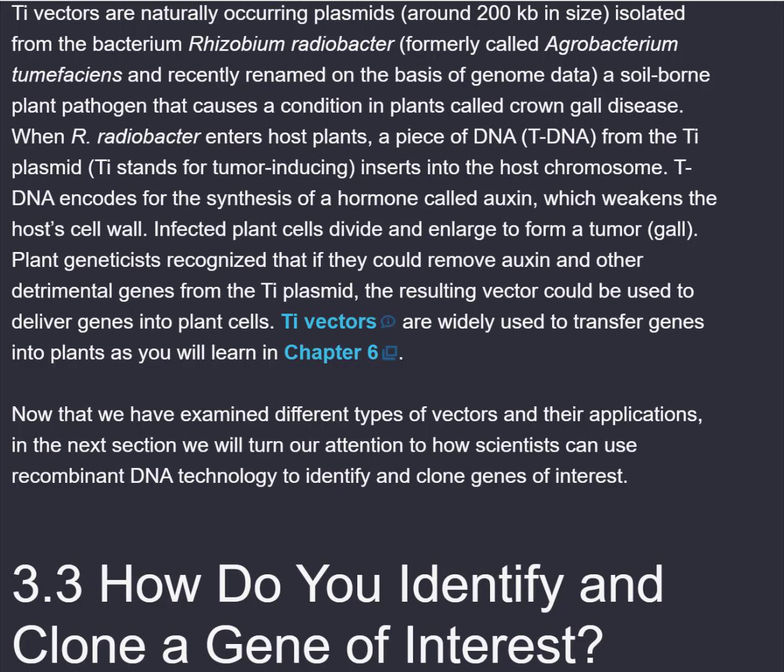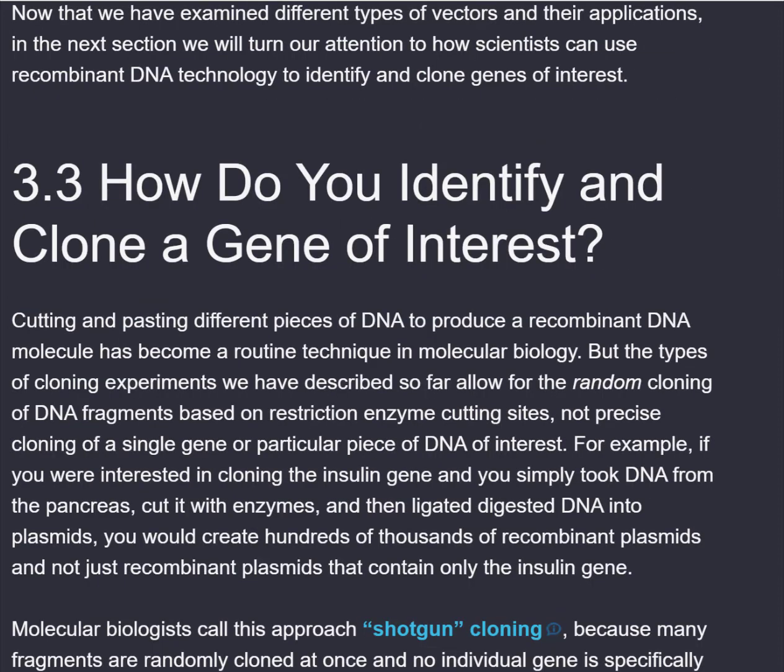Plant geneticists recognized that if they could remove auxin and other detrimental genes from the TI plasmid, the resulting vector could be used to deliver genes into plant cells. TI vectors are widely used to transfer genes into plants, as you will learn in Chapter 6. Now that we have examined different types of vectors and their applications, in the next section we will turn our attention to how scientists can use recombinant DNA technology to identify and clone genes of interest.